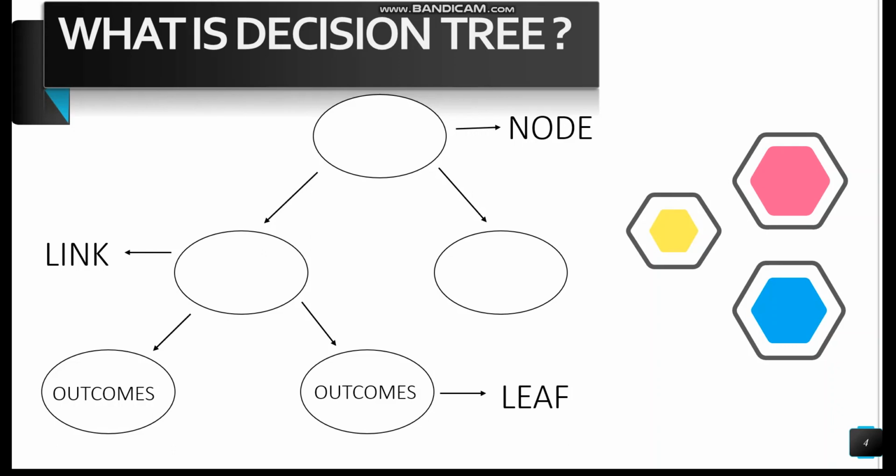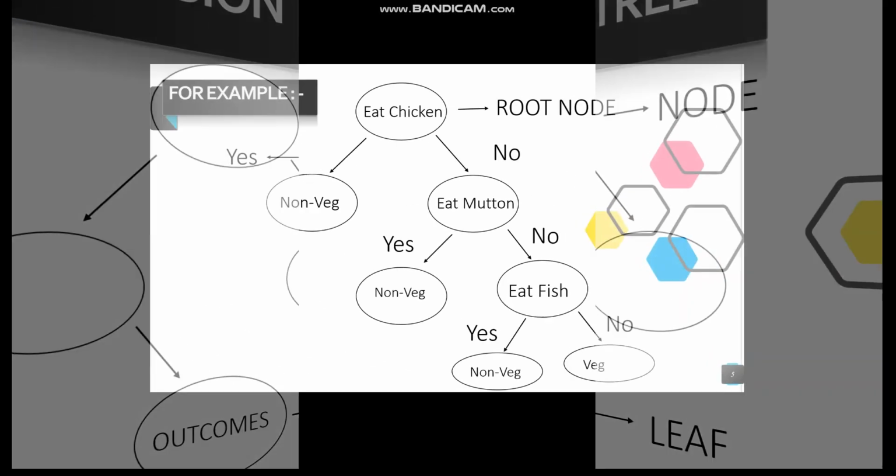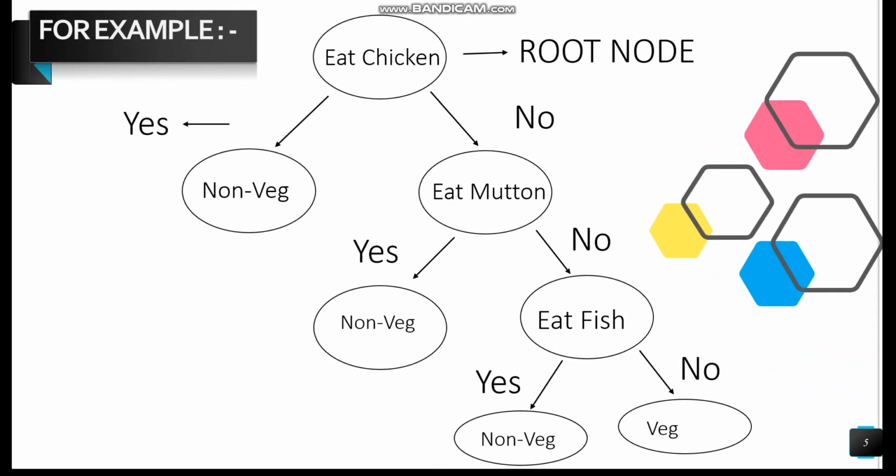Let me explain this concept with an example. Let's say you hosted a huge party and you wanted to know how many of your guests are non-vegetarian. To solve this problem, you can create a decision tree. According to this decision tree, eat chicken is the starting or root node, and eat mutton and eat fish are other nodes known as internal nodes, and the last nodes, non-vegetarian and vegetarian, are the leaf nodes. So as we traverse down the decision tree, we find out our answer automatically. This is known as a decision tree.